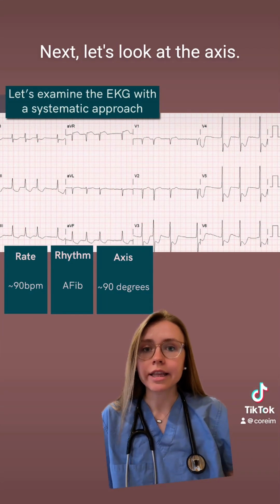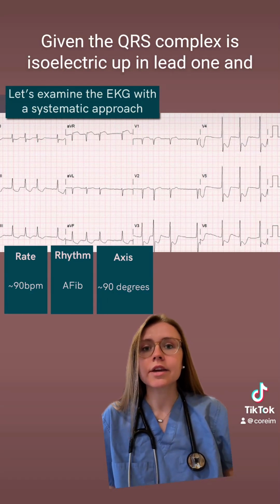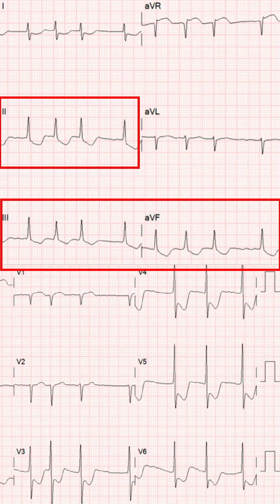Next, let's look at the axis. The axis is normal at about 90 degrees, given the QRS complex is isoelectric up in lead 1 and positive in leads 2, 3, and aVF.